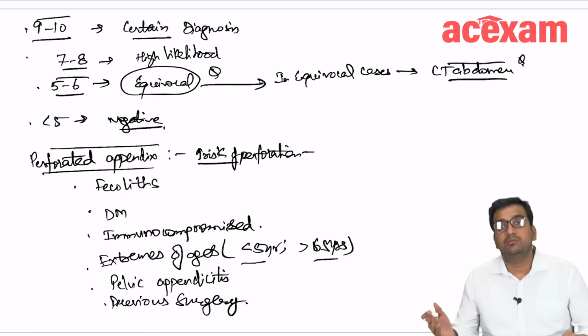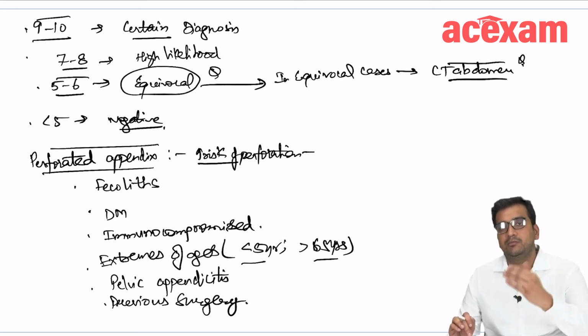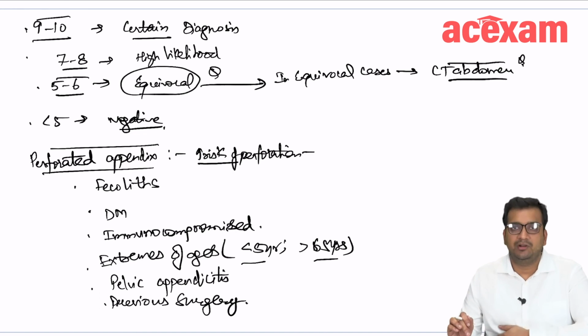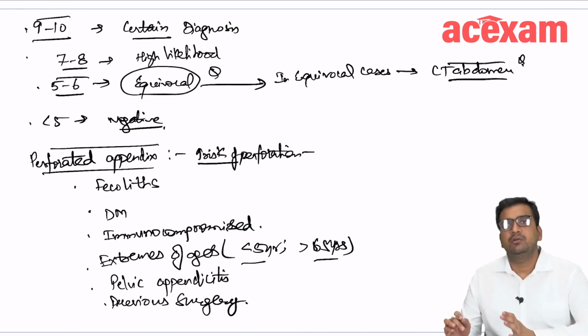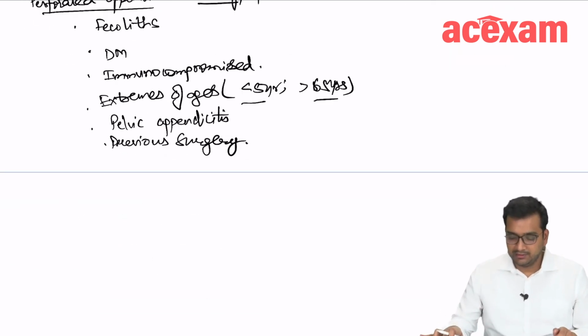Okay, now what is the most common site for perforation? It is just distal to the site of obstruction on the antimesenteric border. Okay, and what is the most common microorganism identified in the pus in perforated appendicitis? It is Bacteroides, not E. coli. It is Bacteroides.